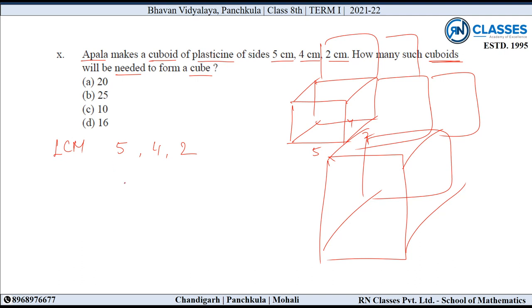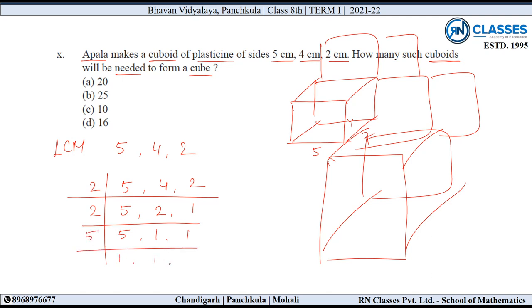LCM le lo 5, 4, 2 ka. 5, 4 and 2. LCM 2. 5 times 2, 2s are 4, 2 1s are 2. So 2, yahan pe 5 hi rahega, yahan pe 1, yahan pe 1, then 5, 1, 1, 1. LCM liya, we get 2 into 2 into 5, right? So 5 2s are 10 and 10 2s are 20, right? So how many cubes are needed? 20 cubes are needed to form a perfect cube ban jayega mera, right?